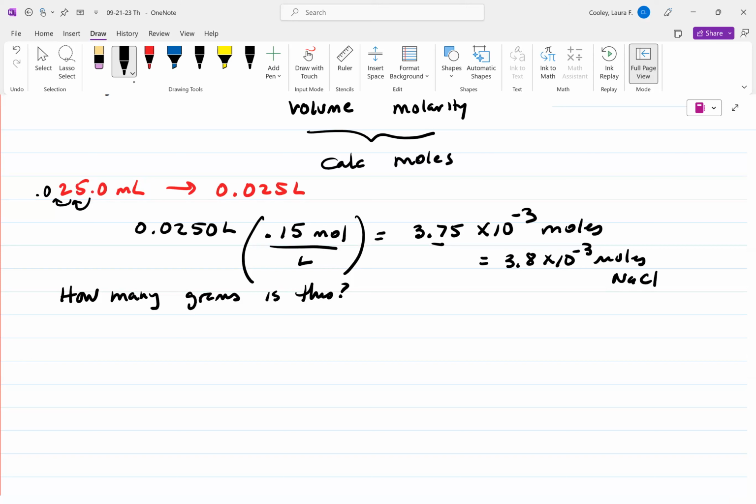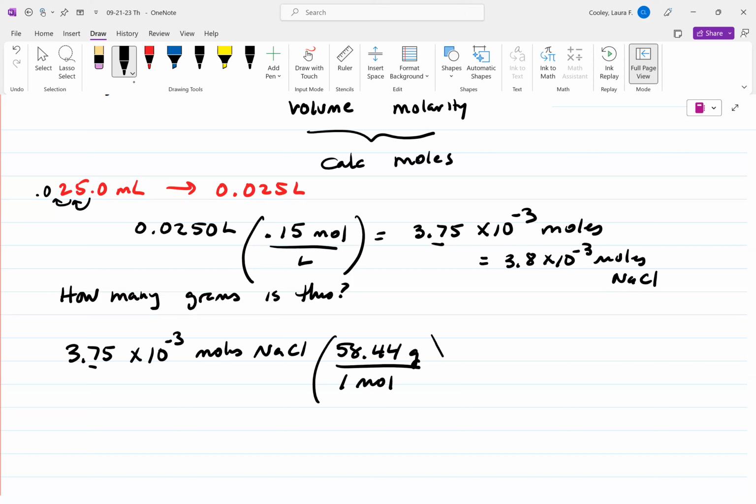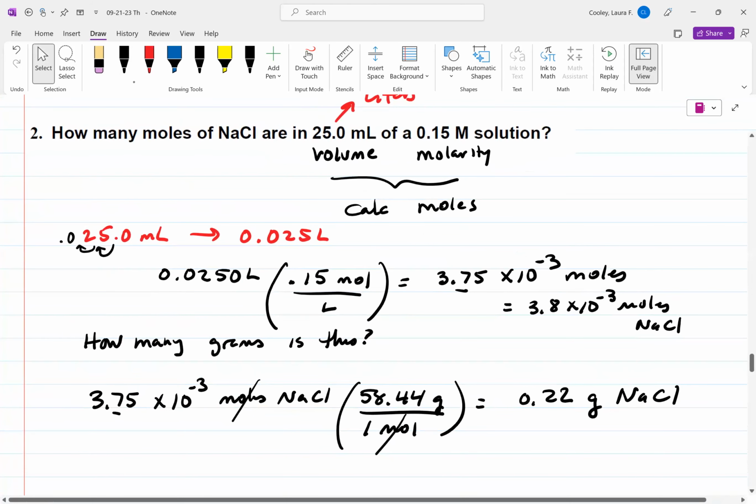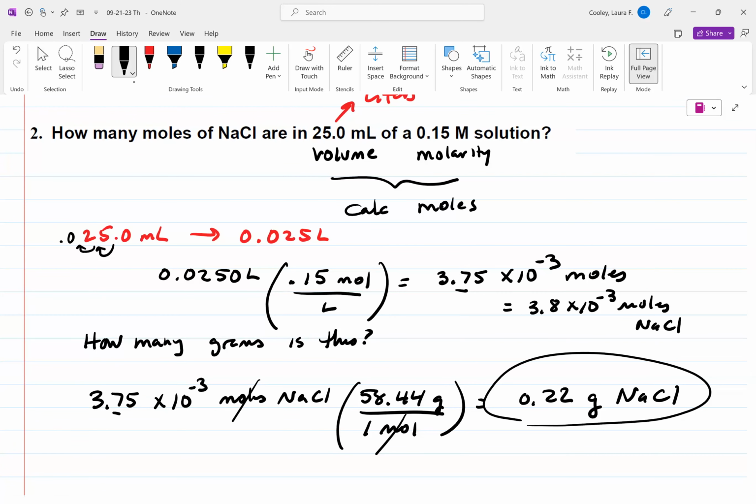But if you're going on to do another calculation, you should keep an extra sig fig. Okay. So to prepare 25 milliliters of a 0.15 molar solution of NaCl, you would need this much sodium chloride.